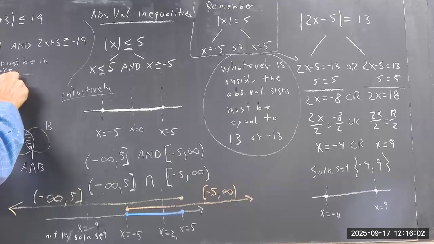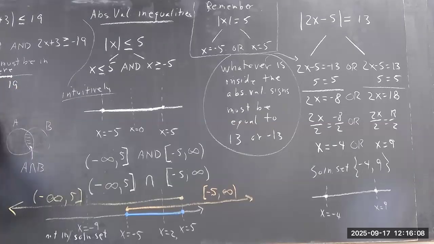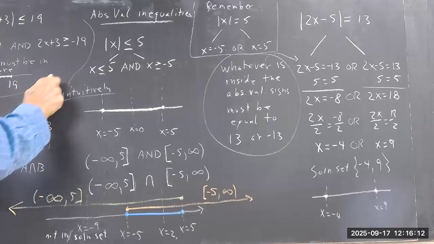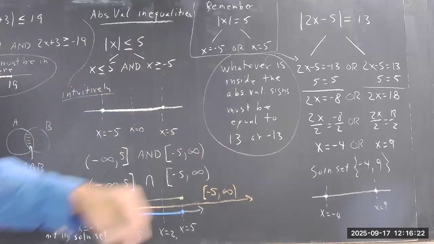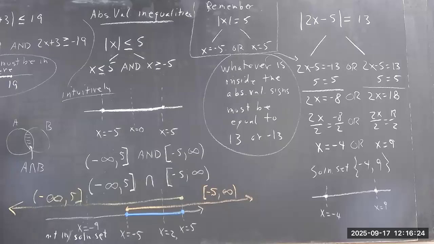x minus 3 must be in this interval from negative 19 to 19. Does that make sense? To be less than or equal to 19, it can't be less than negative 19, can't be greater than 19. Okay? So this tells us just that.